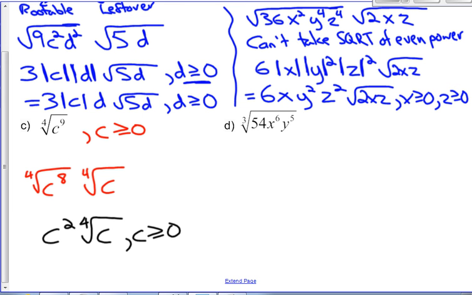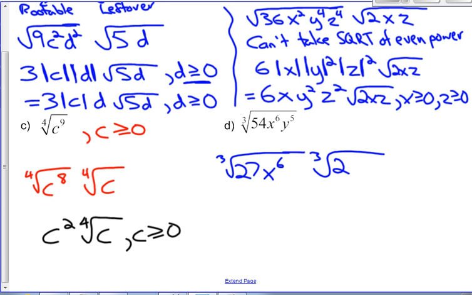Last one. We want to split this apart into rootables and leftovers. So it's a cube root. I've got a 54. What's a factor of 54 that's got a cube root? There's 27. Okay, I've got an x to the 6. Does that have a cube root? Yes, x to the 6 is just x squared cubed. So that's not part of the leftover scene. In the leftover scene, we have a 2, because 27 times 2 makes 54.